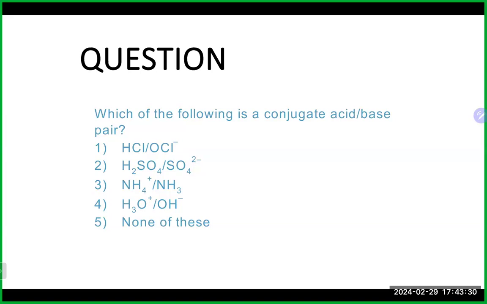Okay, so let's take a look at these. Again, we're really looking for a difference of only one H plus. So when we look at the first one here, we have HCl and OCl minus. The difference here is one H plus, but it is also an oxygen, right? So because of that, they are not pairs. Again, it cannot be anything more than one H plus difference.